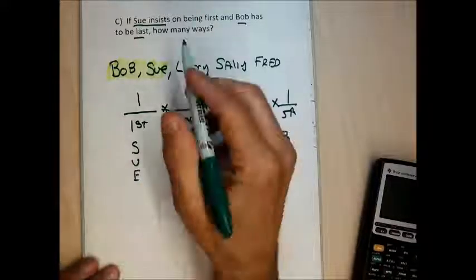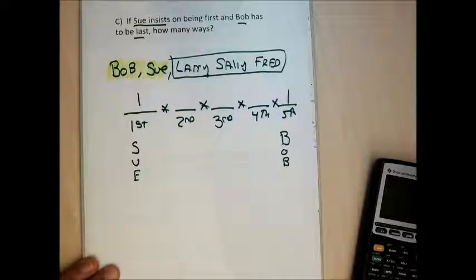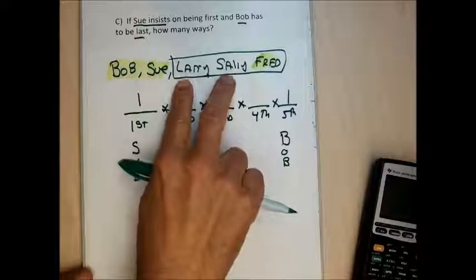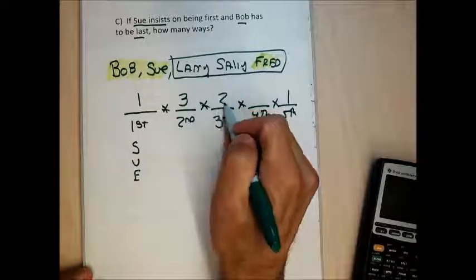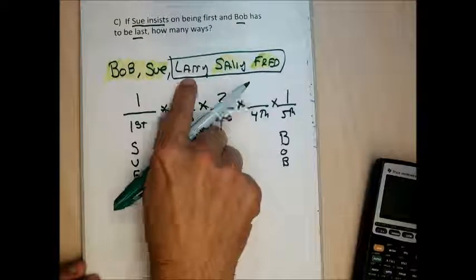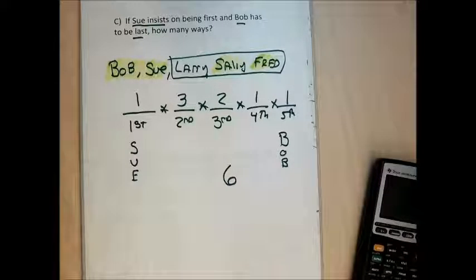Now for second, third, and fourth, any one of Larry, Sally, or Fred could be second, third, or fourth. So there's 3 people that are left for that position, and it doesn't matter who got second. Let's say Fred got second. Well, then for the third position, there's only going to be 2 left. And whichever one of these 2 came in third, there's only going to be one choice for the fourth person. So now there's really very few options. There's going to be 6 ways. If Sue insists on being first and Bob has to be last, there are 6 ways that these 5 people can line up.